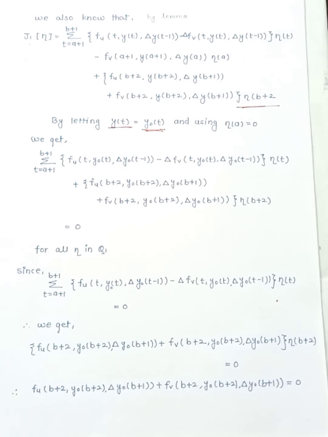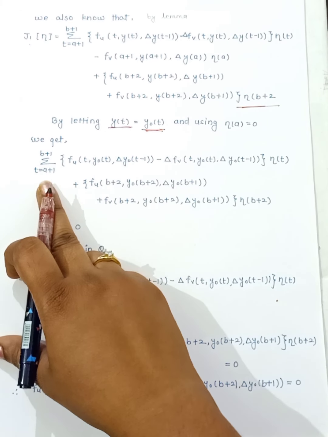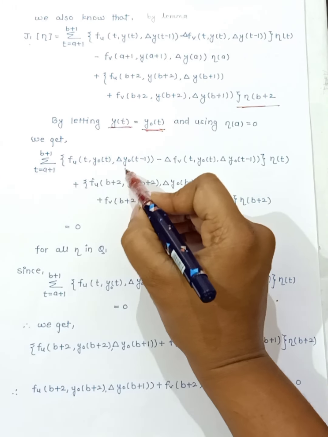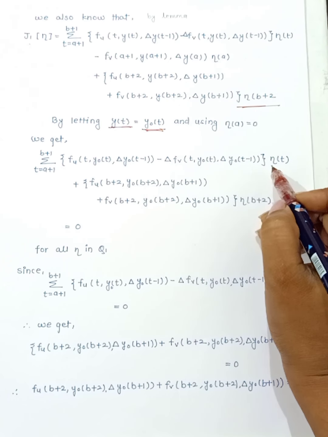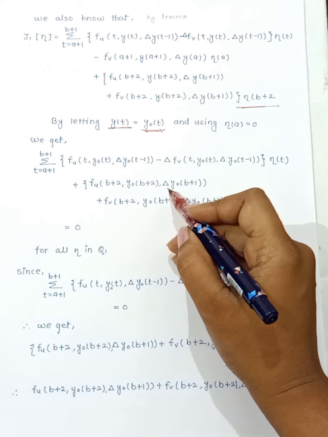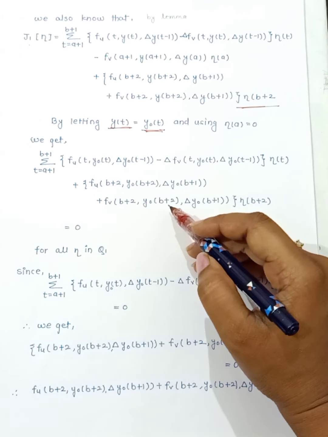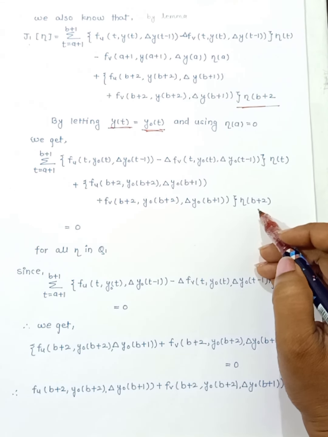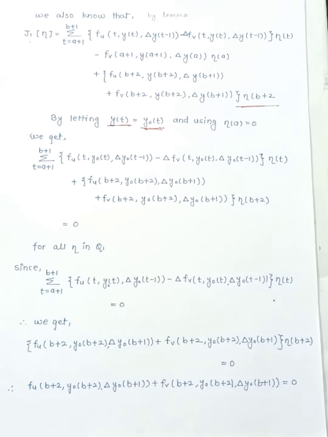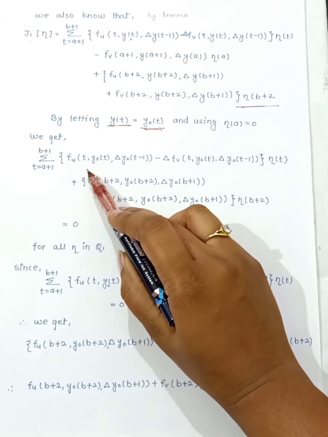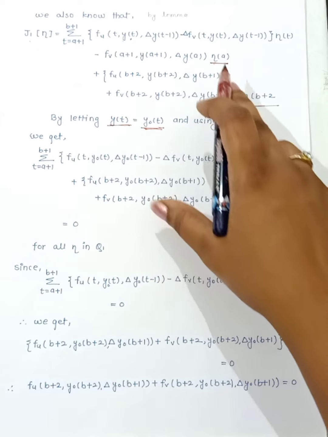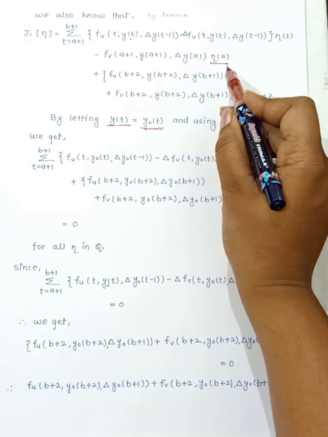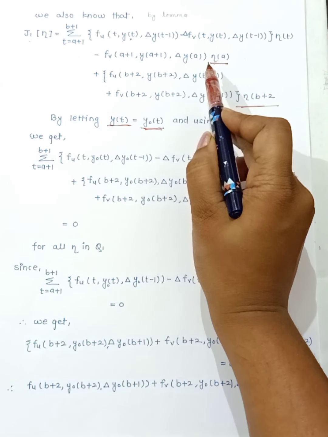So we get summation from t equals a plus 1 to b plus 1 of [f_u(t, y0(t), delta y0(t minus 1)) minus delta f_v(t, y0(t), delta y0(t minus 1))] eta(t) plus f_u(b plus 2, y0(b plus 2), delta y0(b plus 1)) plus f_v(b plus 2, y0(b plus 2), delta y0(b plus 1)) eta(b plus 2) equals 0. We put y0(t) in place of y(t). And see here, eta(a) is there, and we have used eta(a) equals 0, so in its place we put 0. Therefore this whole term will be 0 and we get this.